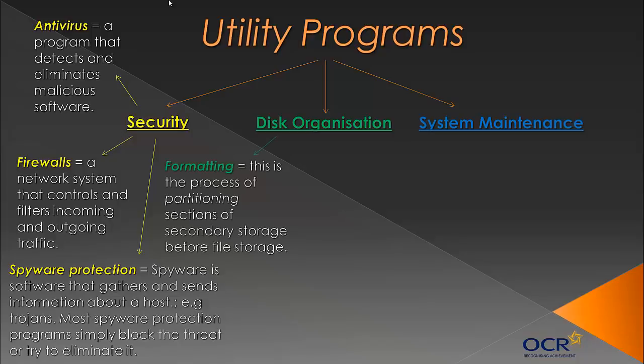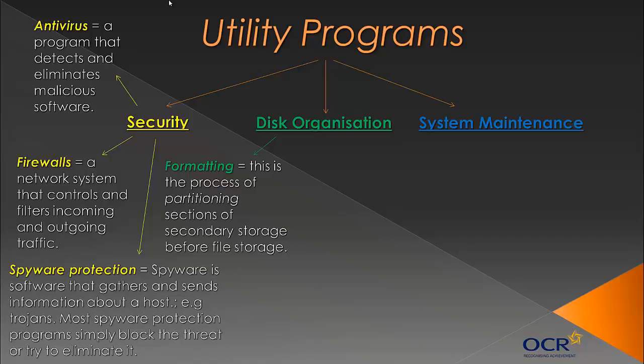So if you look at programs to do with disk organization, there's one built into Microsoft Windows, at least, and I'm sure almost every operating system: a program to do formatting. This allows you to partition sections of your hard drive before files are stored. So this is sort of an automatic process that simply prepares your hard drive, your secondary storage, to have files stored in it. Often some people like to do this themselves.